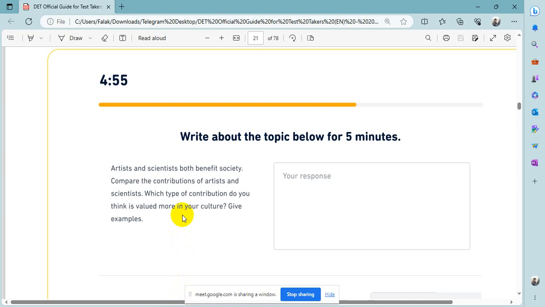The prompt exactly says to compare the contributions of artists and scientists. And particularly in your culture, which type of contribution is valued? The contribution that scientists make, or the contribution that artists make? Which one is really valued in your culture? And specifically, give some examples. So guys, this is the prompt.